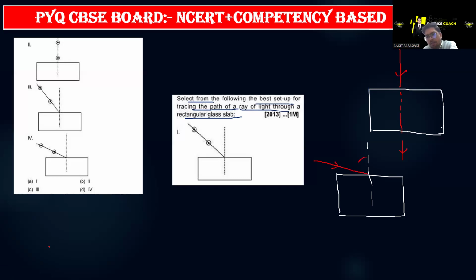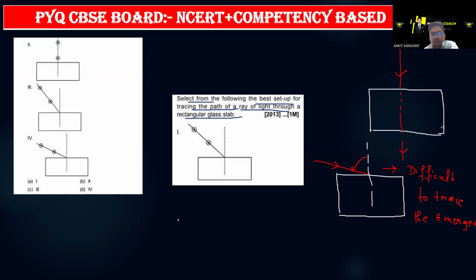If the light ray is incident like this, and this angle is very, very large, then it is very difficult to trace or draw the emergent ray. And if it is very, very close to the normal, then also it is difficult to trace the emergent ray. So it should not be very close to the normal, and it should not be very far from the normal. It should be in between.